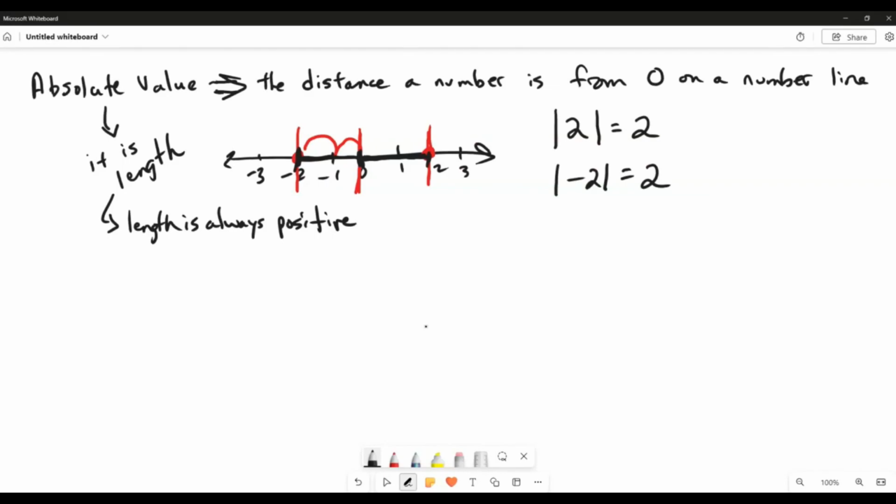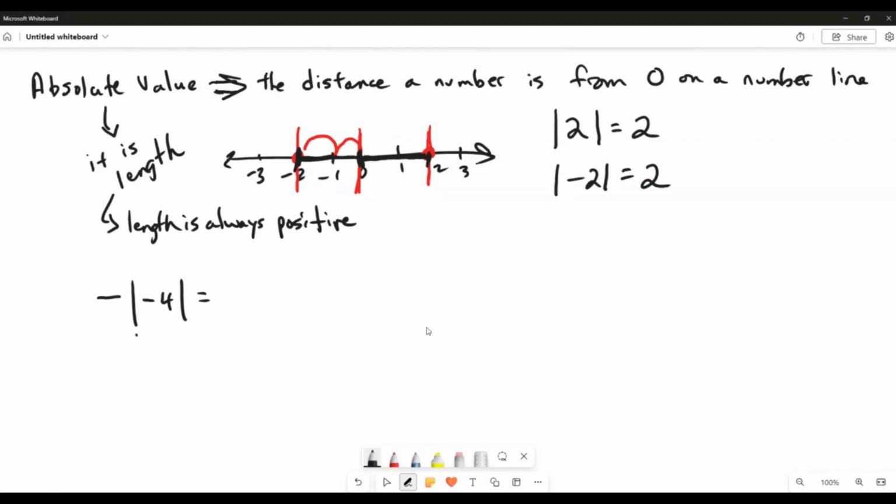Now, the two things that they pointed out that you've got to be careful of is if there is a negative outside the absolute value bar. Well, you might say, well, Mr. Bostock, that looks like not. And it does look like not. But it's not.